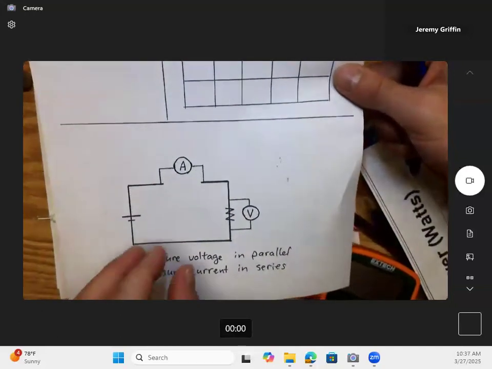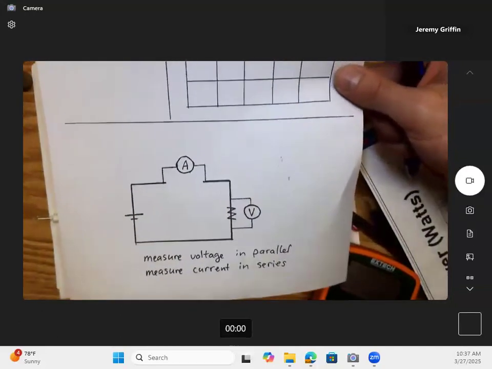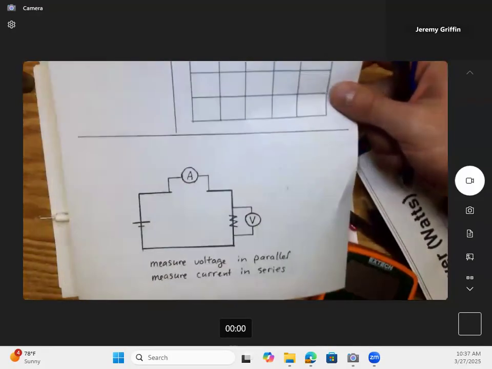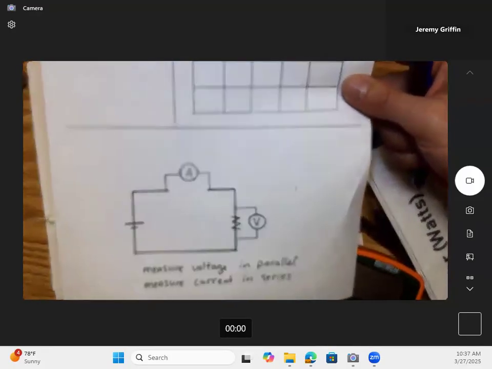We've been doing these last few days, but I'll be walking around and help you guys out too. You break open your circuit and force the current to flow through the multimeter. And that's how you can measure the current.